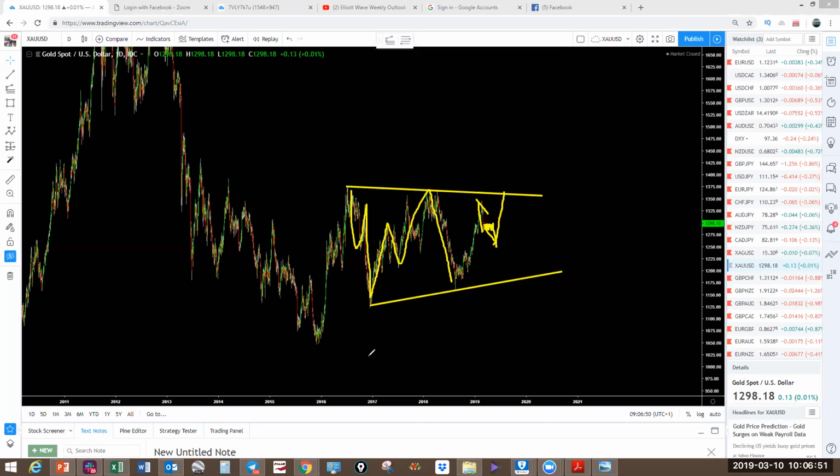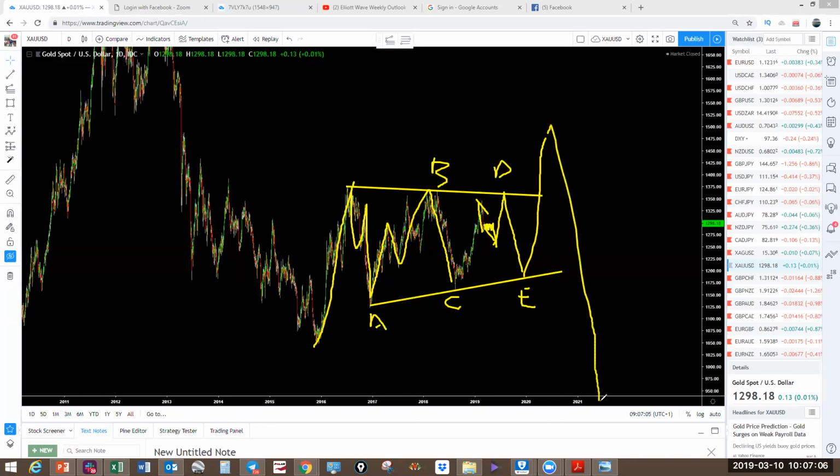1, 2, 3. So now that becomes A, B, C, D. Come back for 1, E, and then we go for that one. So that will be 1, 2, 3 up, correction, 1, 2, 3 up. Then that will make that structure, and then we look for the last down on gold. Okay, so that's the structure.